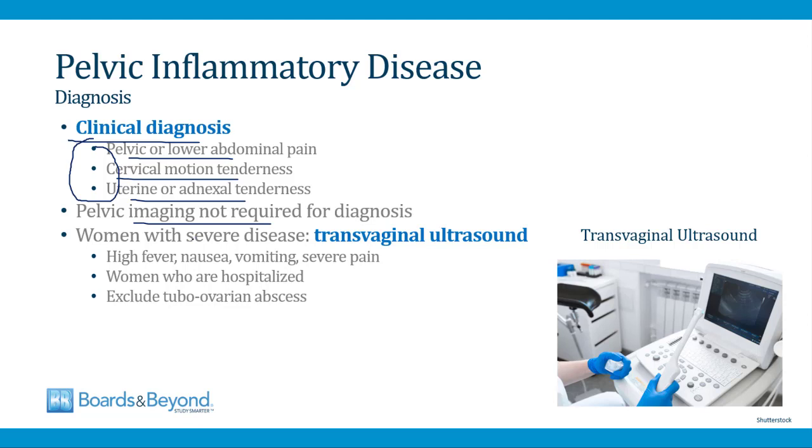Having said that, however, women who have severe disease always get a transvaginal ultrasound. The definition of severe disease is a high fever, nausea and vomiting, or severe pain, or in women who are sick enough to be hospitalized. These women always get a transvaginal ultrasound. The reason is not to make the diagnosis of pelvic inflammatory disease. It's because you need to exclude a tubo-ovarian abscess, which has special therapy.